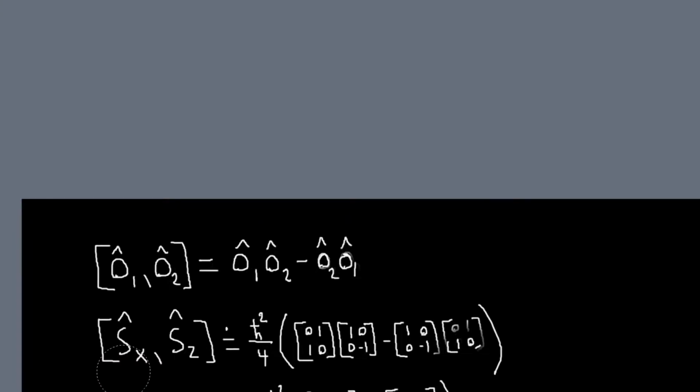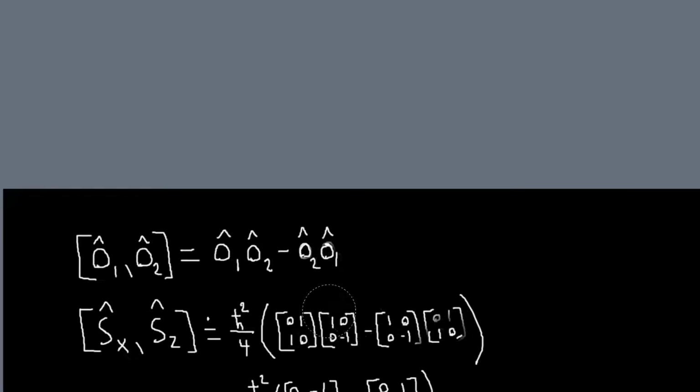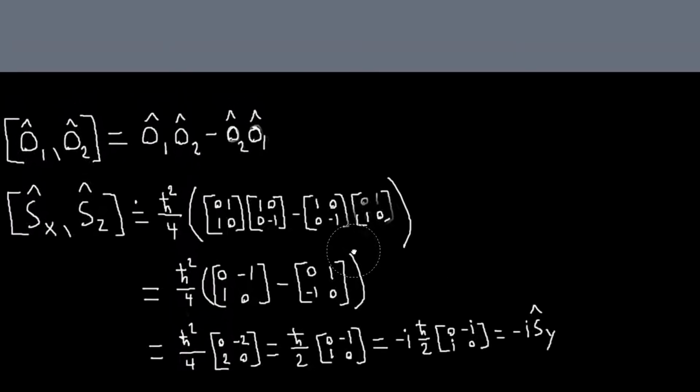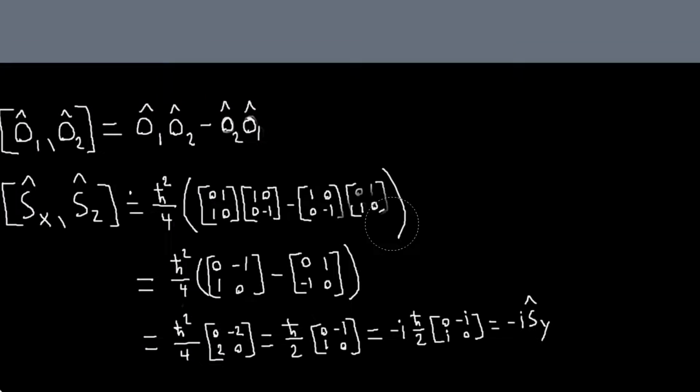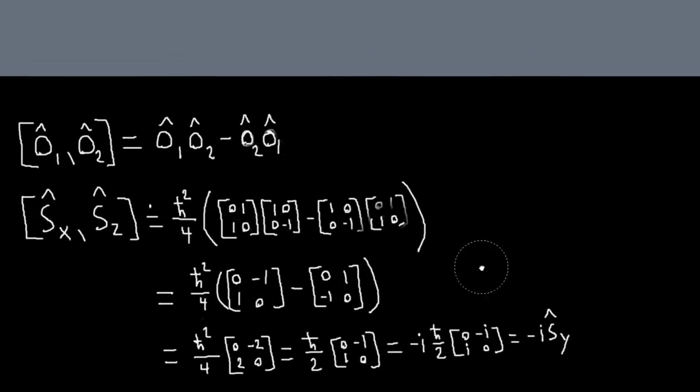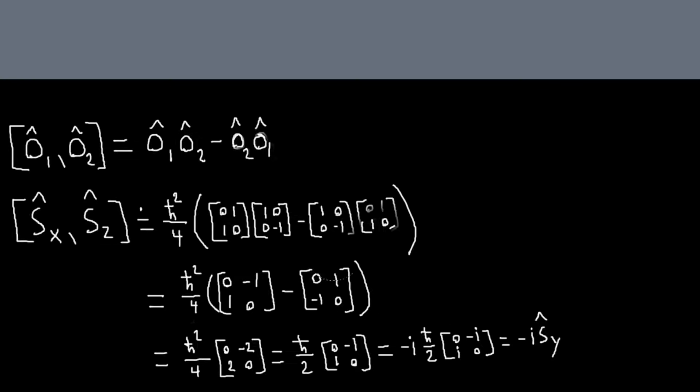For a specific example, we can take our Sx and Sz operators and calculate the commutator. You could do this using the outer product expansions, but I'm just going to do it using our matrix representations. So if you do that, I have Sx times Sz minus Sz times Sx. And if you work out all the matrix math, you'll find that this is equal to minus i times Sy. And all we care about for now is that these operators don't commute.